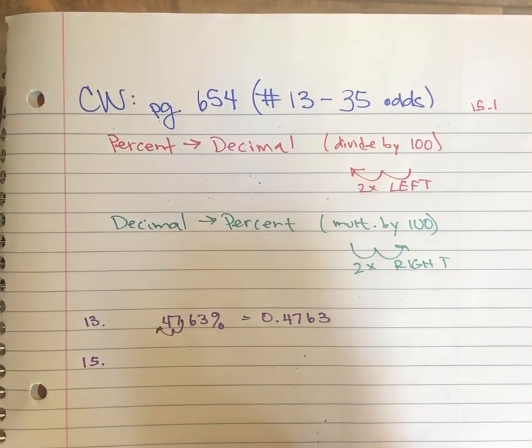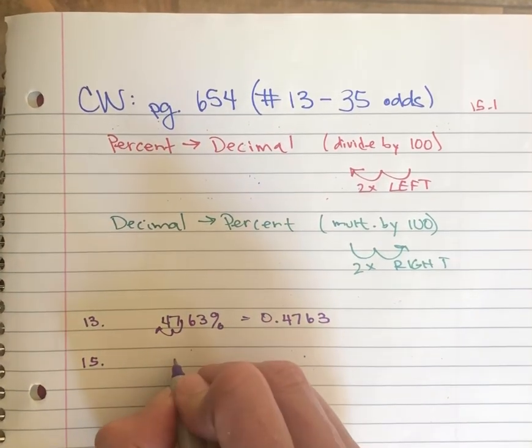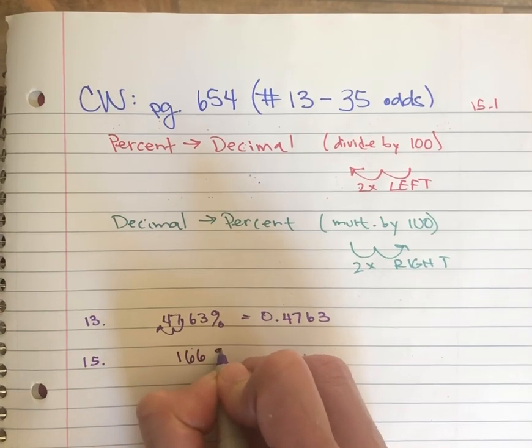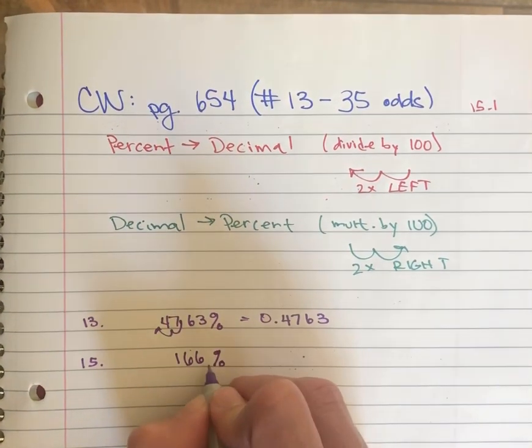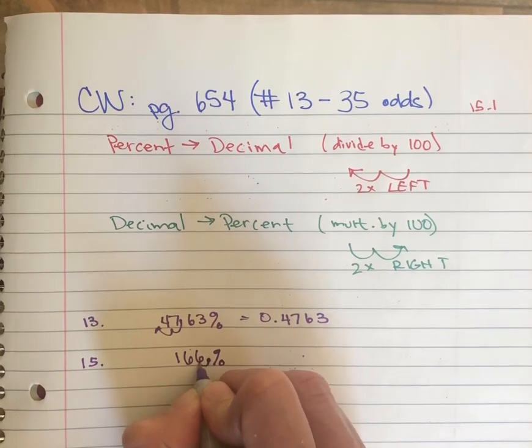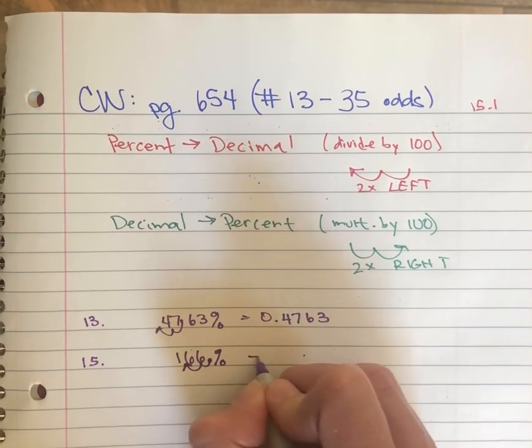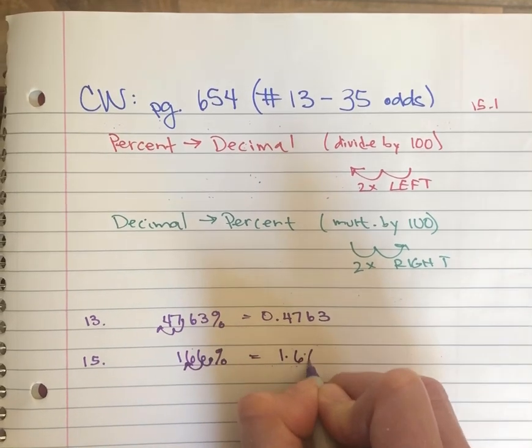Number 15, we're given the percent, 166%. It doesn't have a decimal point, so when we have a whole number, we insert it at the end, and then we move it twice to the left, and we get 1.66.